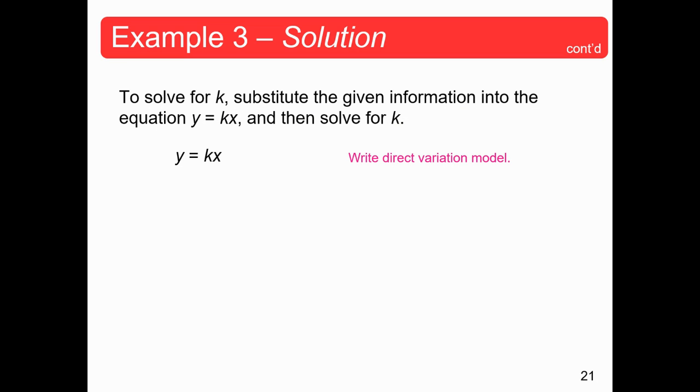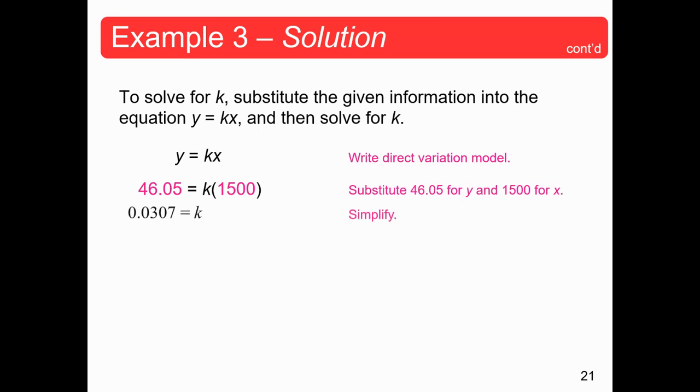So we are going to take that amount that we were given. We were told that $46.05 is your tax, and the income you had was $1,500. So we put those in for y and x, and now we have to solve for k. And we find that k is 0.0307, or around 3%.